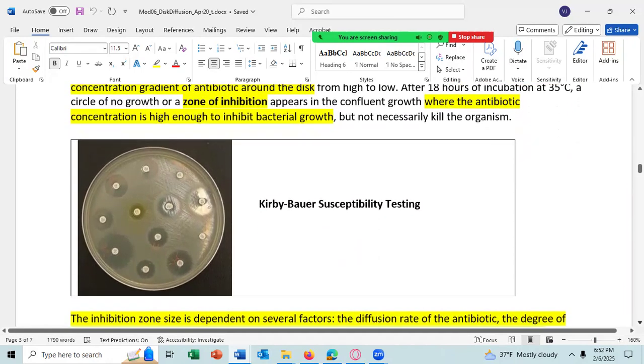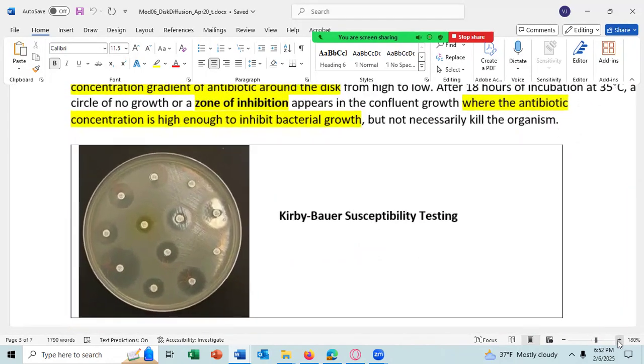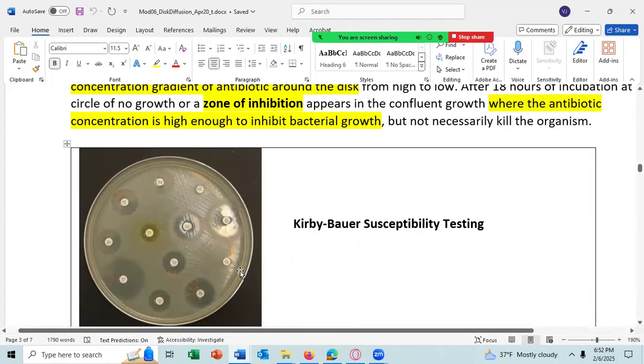Let me blow that up a little further. And obviously, this one and that one, maybe a little bit of that one too, don't have much of a zone of inhibition, if any. And so you can assume, that one does have one. Now that I look at it blown up, it just has a growth of bacteria inside there.